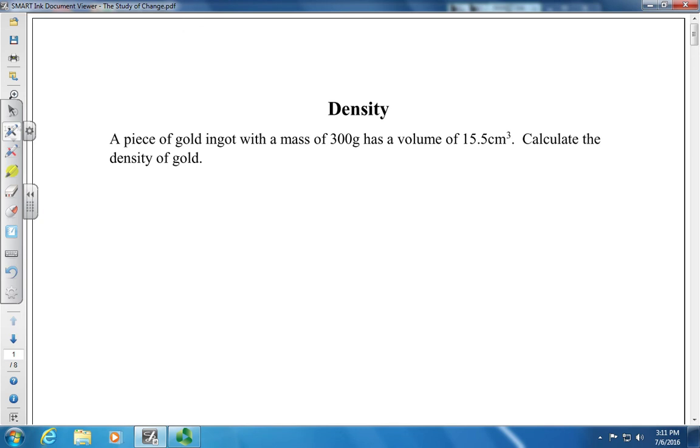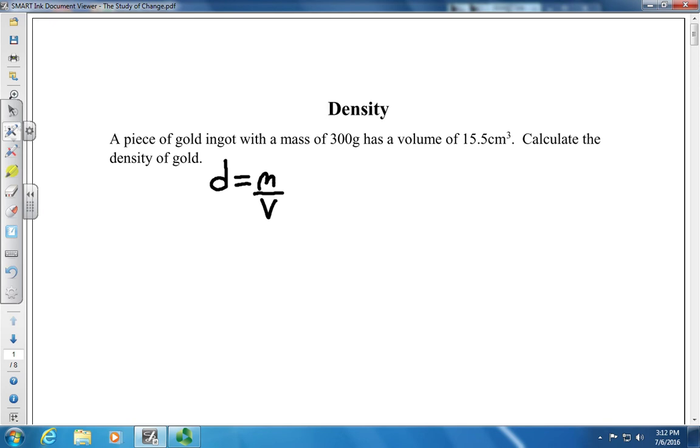A piece of gold ingot with a mass of 300 grams has a volume of 15.5 cubic centimeters. Calculate the density of gold. Well, we are given that density is equal to mass over volume. Okay?